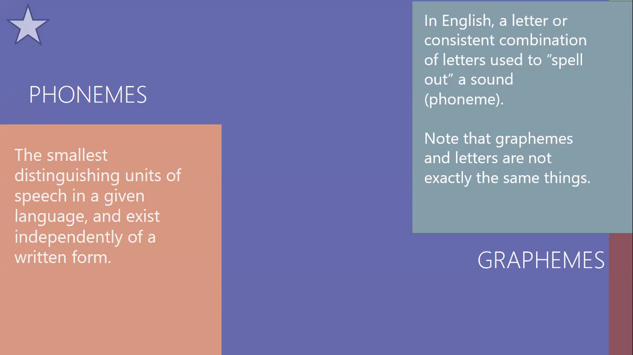my best. So, okay, phonemes, the smallest distinguishing unit of speech in a given language, exists independently of a written form, versus graphemes, in English, a letter or consistent combination of letters used to spell out a sound. And then again, a sound is a phoneme. Note that graphemes and letters are not exactly the same things. So we will see more examples of that.